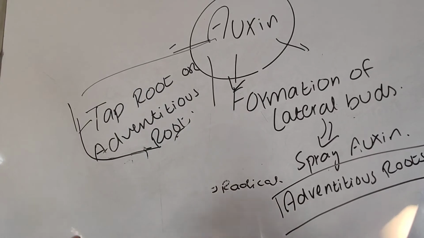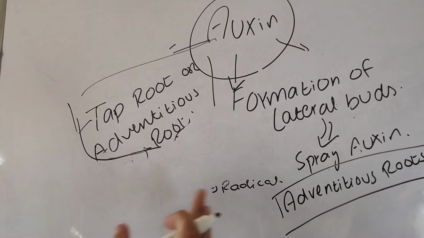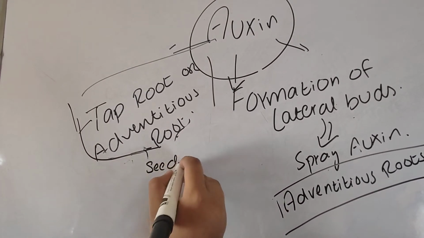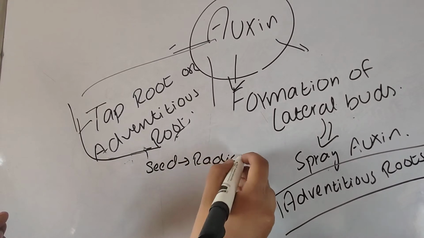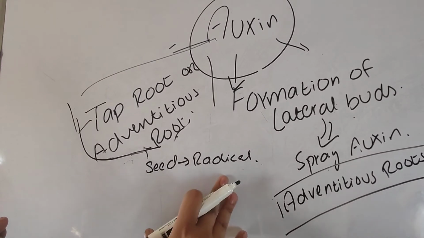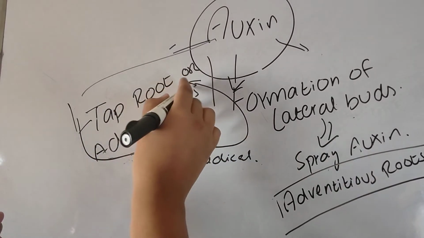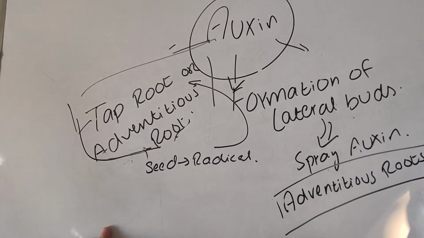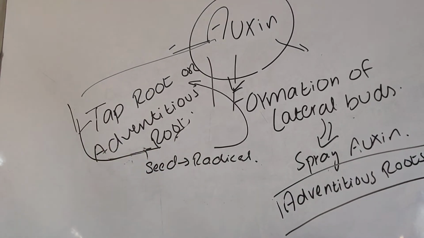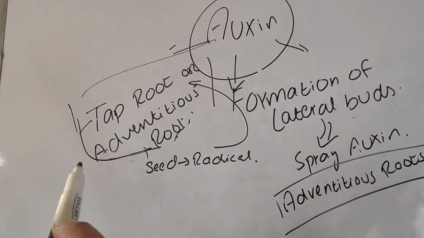Let's talk about the difference between the taproot and adventitious roots. Now, what is taproot? Let's talk about the seed. In the seed we have a component, the radicle. The root which originates from this radicle in the seed is the taproot, and the roots which originate somewhere else in the seed but not from the radicle are adventitious roots. You might just guess the difference. So this is the first difference.